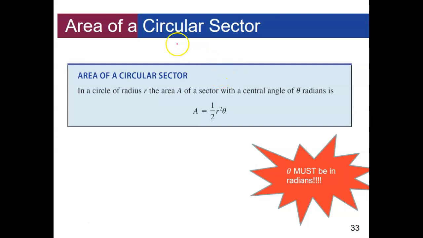Okay, we can also find the area of a circular sector. The area for our circular sector is 1/2 r squared theta. So we're basically talking about some type of sector here. If I wanted to find the area of this whole thing, I could find that by doing 1/2 r squared theta. Again, theta has to be in terms of radians.